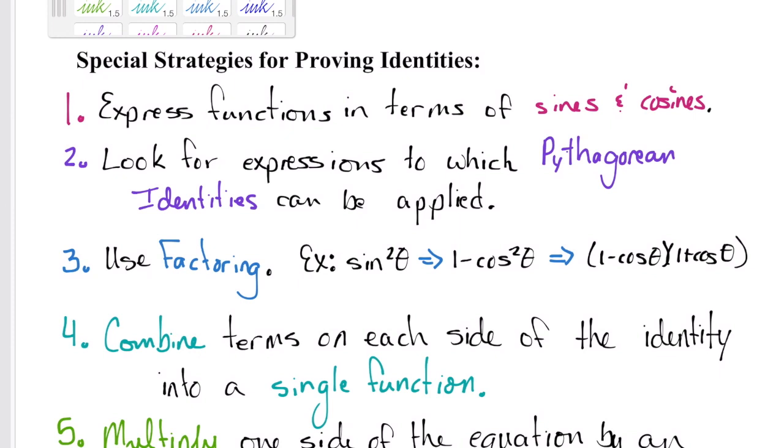So the first one we've already talked about: changing things into sine and cosine. Second, looking for expressions to which you can use the Pythagorean identity. If you see those squares coming in, you can use factoring. I put in an example with sine squared. You can change that to 1 minus cosine squared theta, and then that's a difference of squares. So 1 minus cosine theta and 1 plus cosine theta.